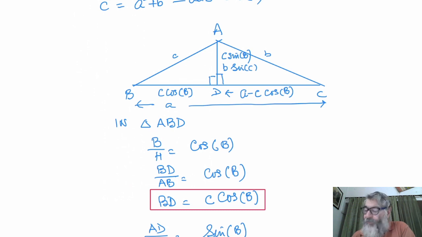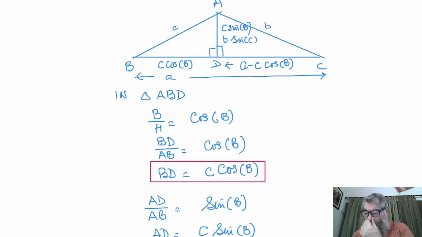Now the next thing is, similarly in triangle ABD, I will calculate the perpendicular. Perpendicular upon hypotenuse is sine theta. So AD upon AB, AD is perpendicular and AB is hypotenuse. So AD upon AB is sine B, or AD will be AB sine B, and AB is C. So AD is C sine B.